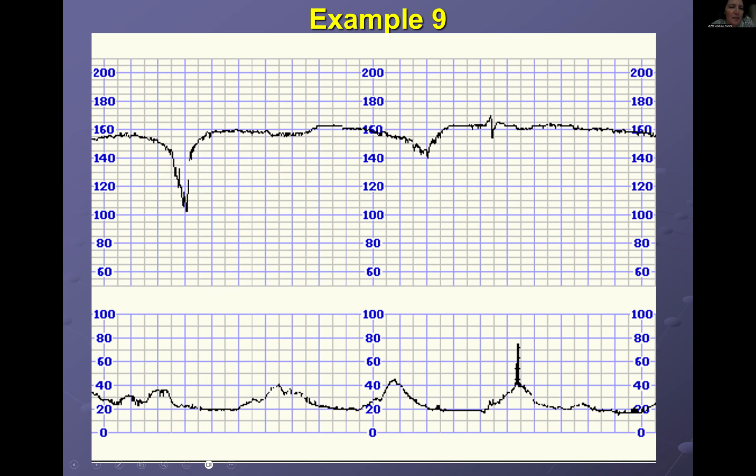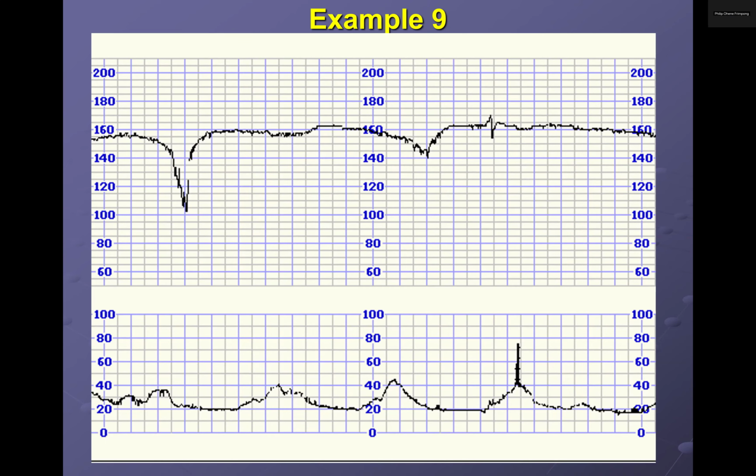Very good. What about the variability? Variability is reduced. Definitely. Yes, it's reduced. So there is some, but it's reduced. Even though she's 31 weeks, you would have expected better variability for sure. Very good. What about accelerations?